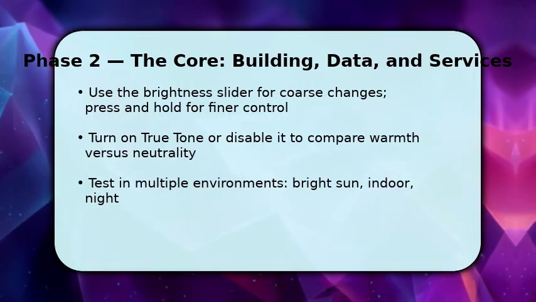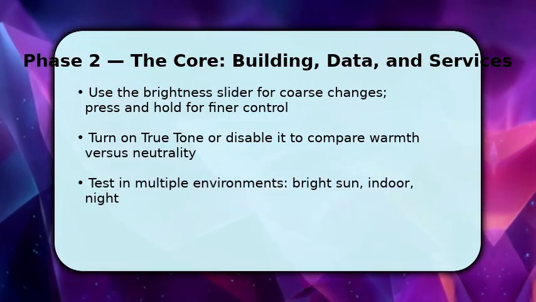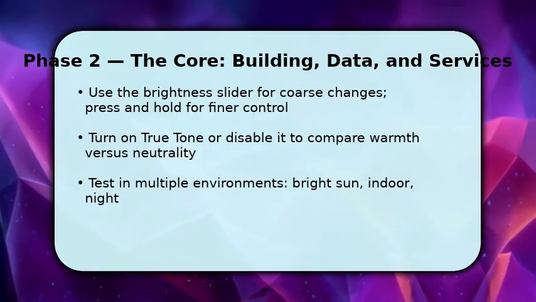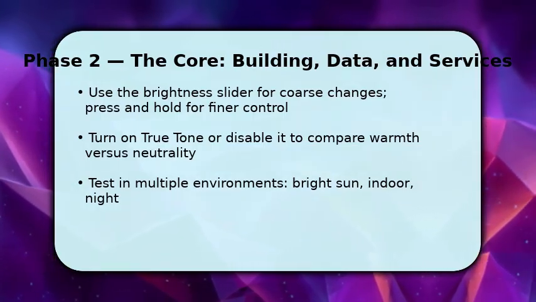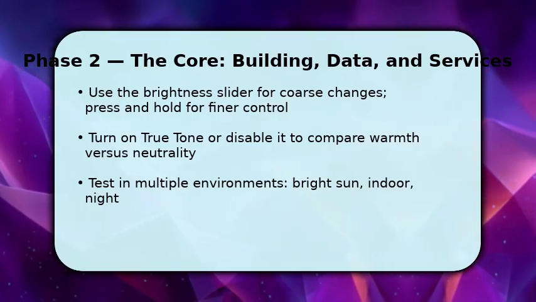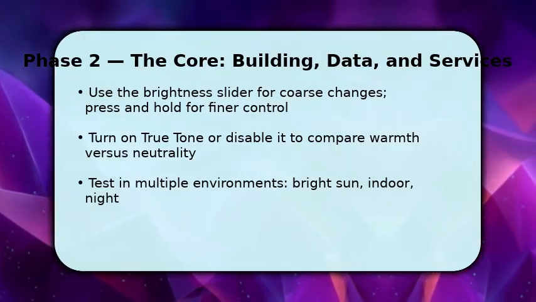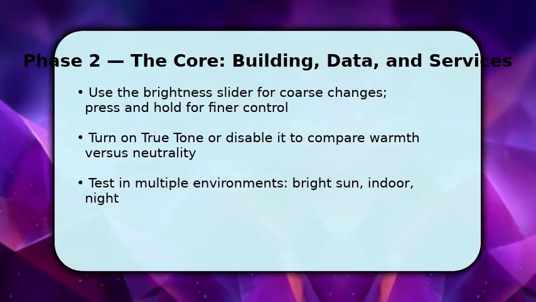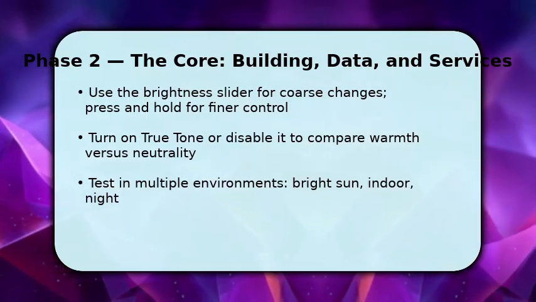If your goal is accurate color and consistent comfort, compare with True Tone on, then off. True Tone adapts color temperature to ambient light, which can affect perceived brightness. Make sure to check in both bright sunlight and low light rooms, because what looks good indoors may be unreadable outside. Once you've found a sweet spot, note it for future resets.